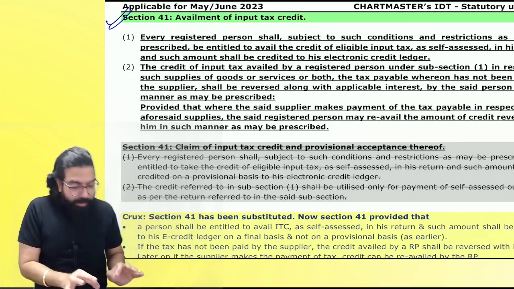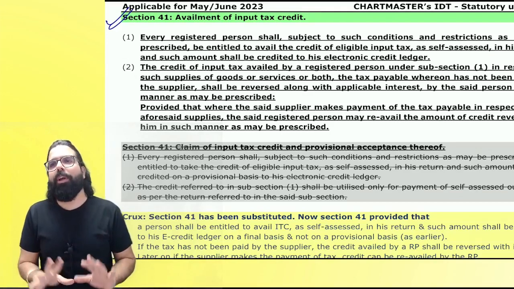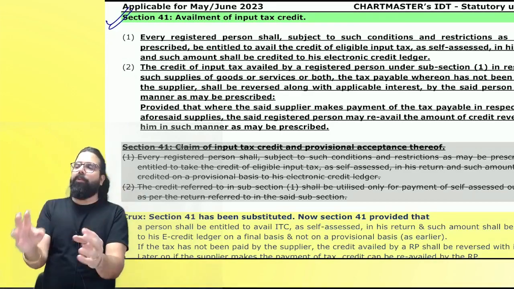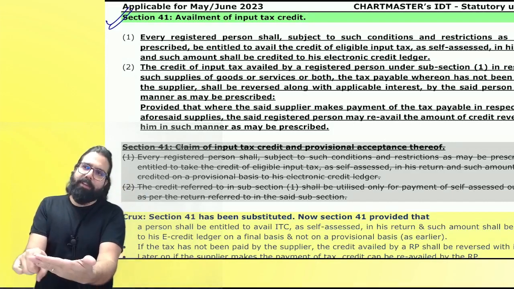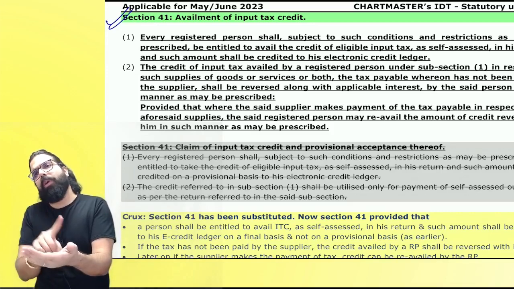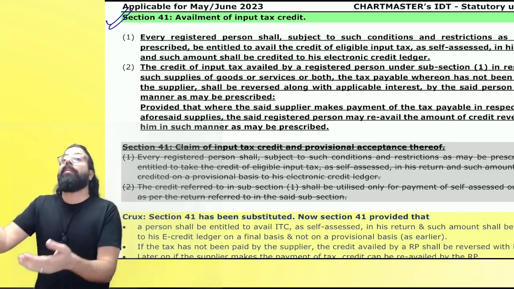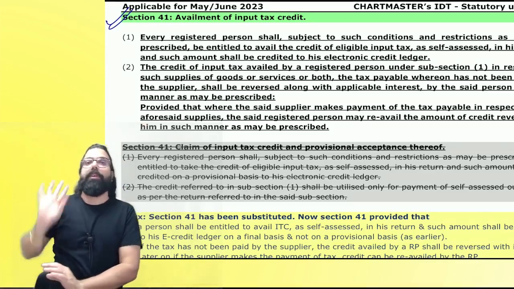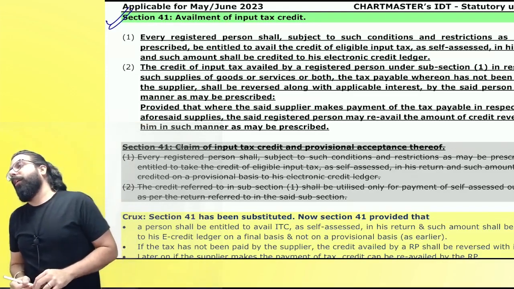But now, section number 41 says there is no provisional concept. You can take the credit as final. Whatever invoices you have, you can go ahead and take the credit. Now, if the supplier doesn't pay the government later, whatever credit you have taken, you have to reverse it. That is now told in section number 41.